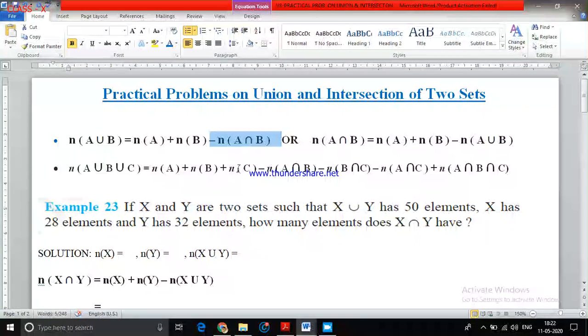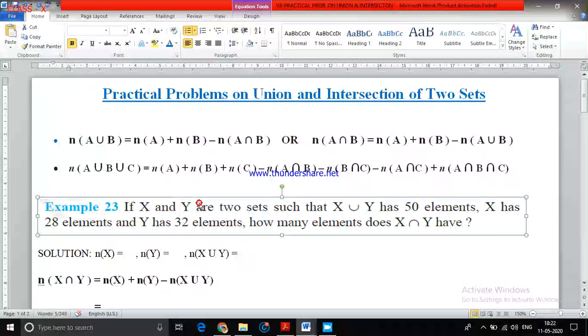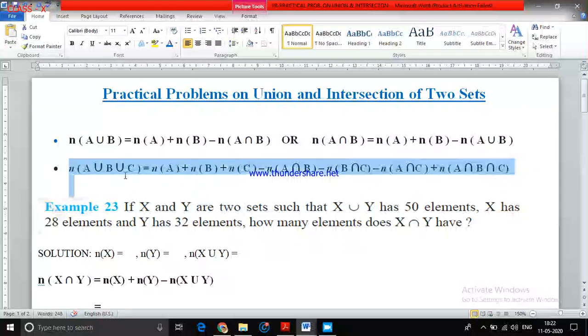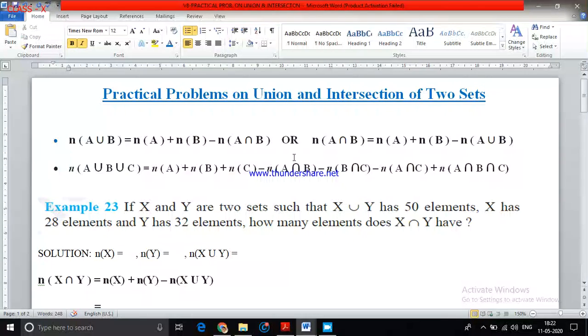So that's why we are subtracting n of A intersection B. So the next formula is n of A union B union C. The union of 3 sets will be n of A plus n of B plus n of C, the sum of individual elements of each set, then subtraction of n of A intersection B, minus n of B intersection C, minus n of A intersection C or C intersection A, plus n of A intersection B intersection C. So these are the two formulas we use mainly.